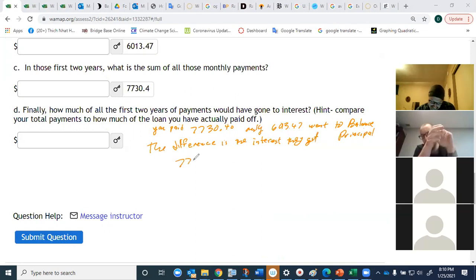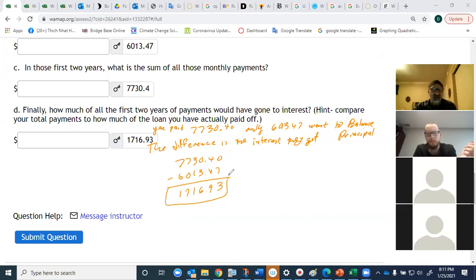So 7730.40 minus 6,013.47. That's what you do for that, and that is going to be 1716.93. If you do that subtraction, you get 3, you borrow, 13 minus 4 is 9. 0, you have to borrow there. 9 minus 3 is 6. 2 minus 1 is 1, and 7 and 1. 1716.93, exactly.